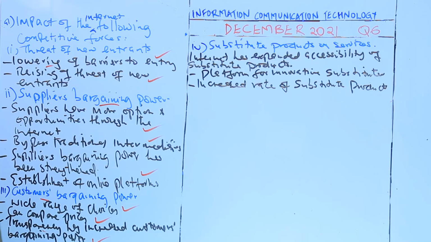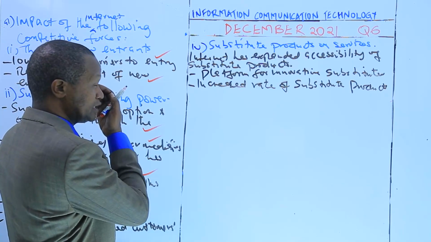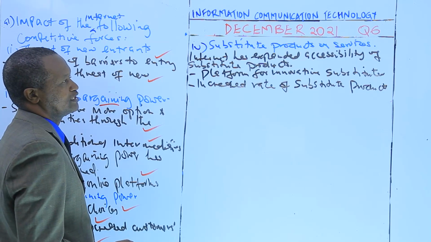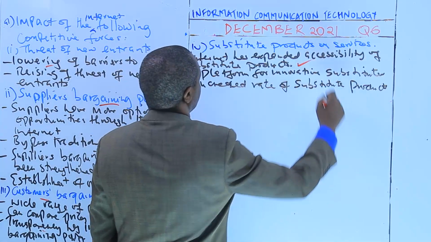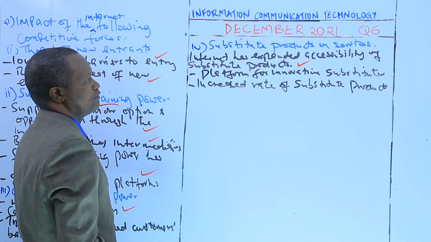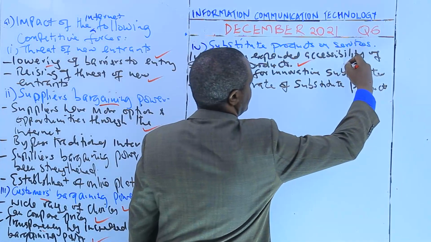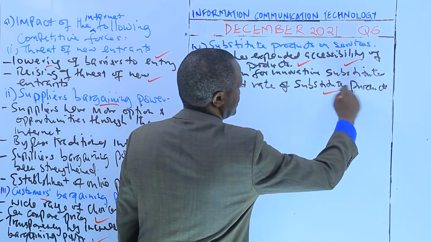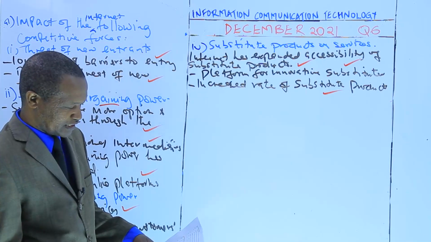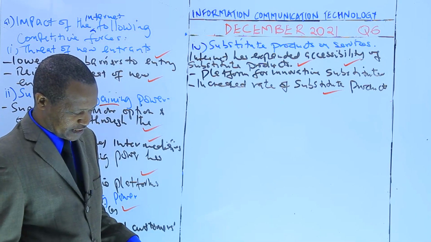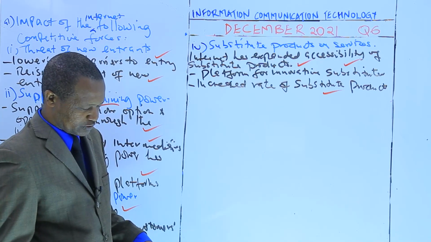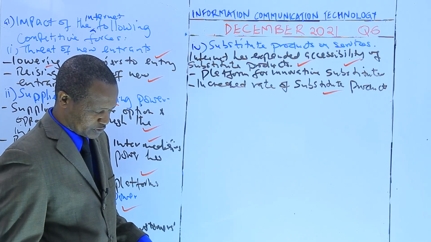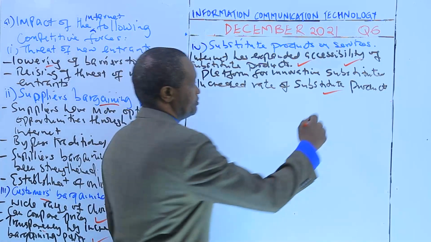We also discussed the competitive force in relation to substitutes. Internet has expanded accessibility of substitute products. The internet has made it possible to have platforms for innovative substitutes. There has also been increased rate of substitute products. So these are the impacts of the internet on threat of new entrants, suppliers' bargaining power, customers' bargaining power, and substitute products or services. The total 8 marks.